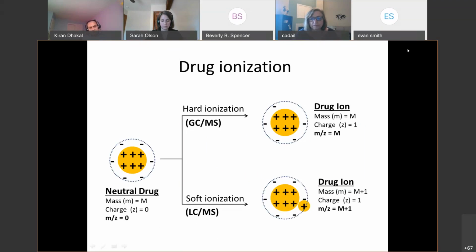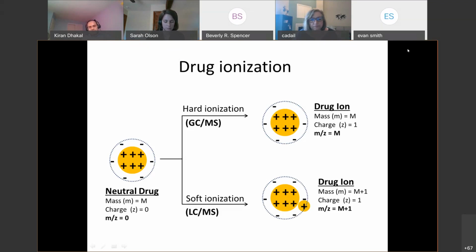You can see a neutral drug here. It has protons and neutrons with a positive charge in the nucleus, and an electron cloud outside that nucleus. You have an equal number of electrons with negative charge and protons with positive charge, so the charge is zero. There is no net charge.